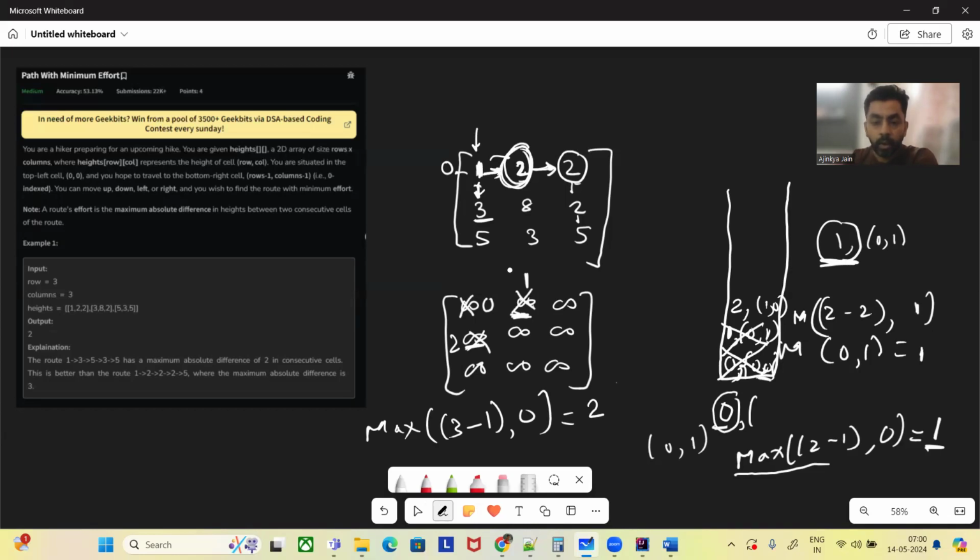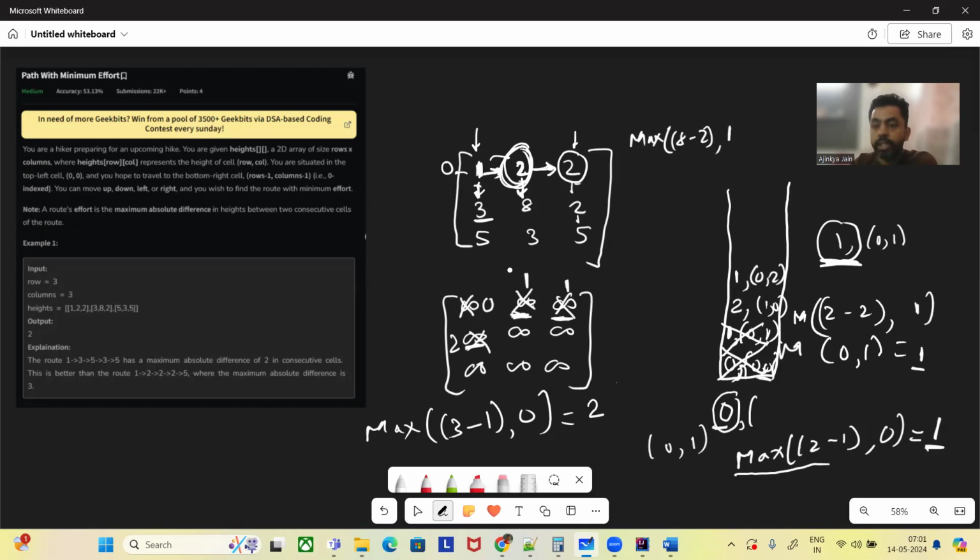The maximum is 1. So we are going to check for this particular position which is lesser, 1 or infinite. 1 is lesser, so we are going to update this, and we are also going to push this into the priority queue. What is the position of this? The position of this is 0, comma 2. Now again we are going to check for this particular position. What is the maximum? The maximum is 8, for example, 8 minus 2, the absolute difference, and the previous one.